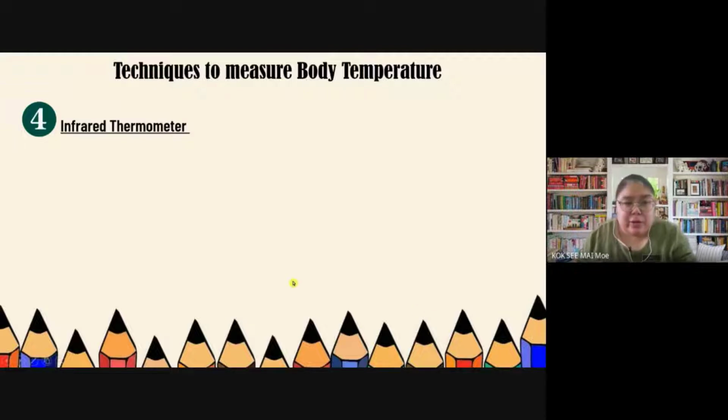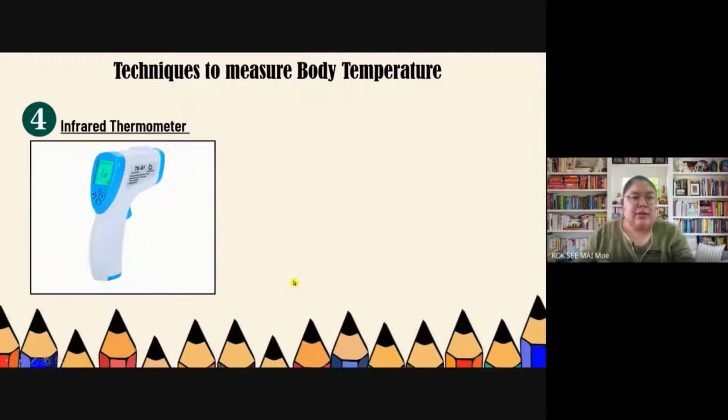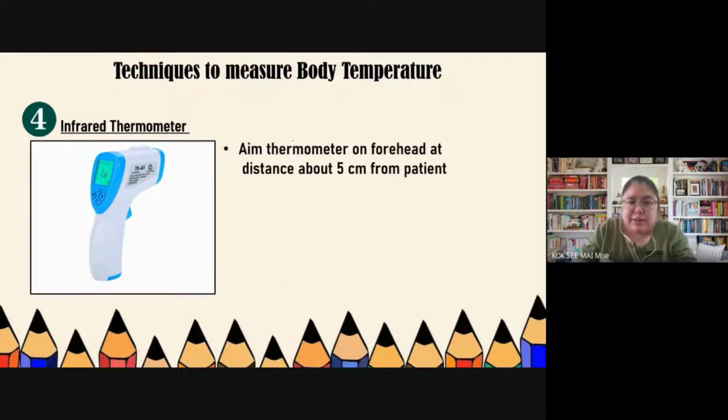Okay, and the last one should be the infrared thermometer. Infrared, I think everyone needs no introduction, we use it every day. From here they say to aim the thermometer at your forehead at a distance of about 5 cm. This is how the infrared functions. Aim at the forehead, at a distance of almost 5 cm, like this.